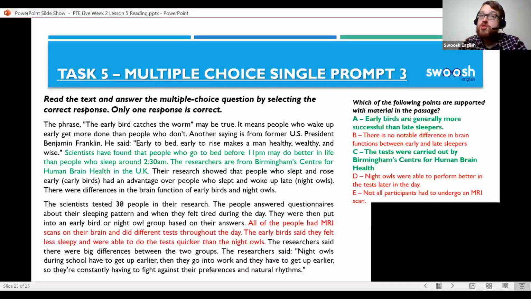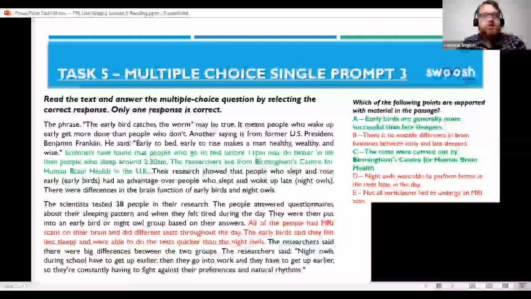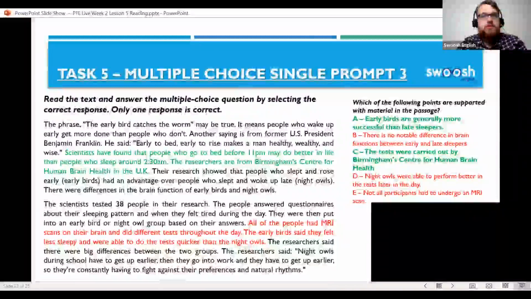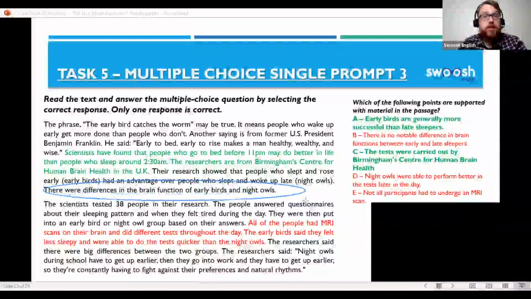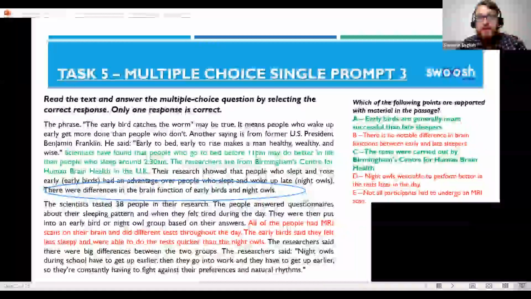So text in red shows us our incorrect answers. B, there is no notable difference in brain functions between early and late sleepers. Let's have a look at that red text. All of the people had MRI scans on their brain and did different tests throughout the day. The early birds said they felt less sleepy and were able to do the test quicker than the night owls. So we can talk about that being a brain function directly. There's also some more evidence at the end of the first paragraph, which basically backs it up as being an incorrect answer. It states here, not even that paraphrased: there were differences in the brain function of early birds and night owls, therefore directly contradicting that statement.